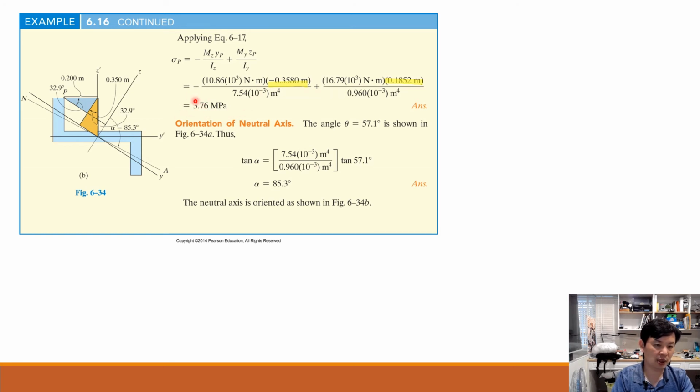That is the total stress for sigma p. For the orientation of the neutral axis, we need this function, but the way we derive this one, you need to go through the following contents, and we're going to see where we can find this function. This alpha can be derived based on this equation, and then we determine the new neutral axis over there. Notice that the location or the angle of the neutral axis is not the same as our y-axis. They have a certain angle between them.